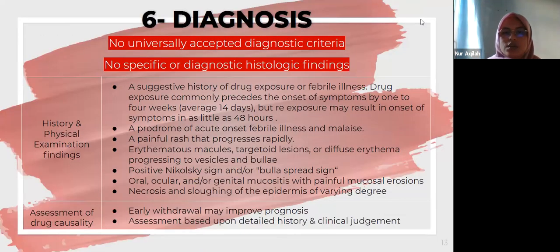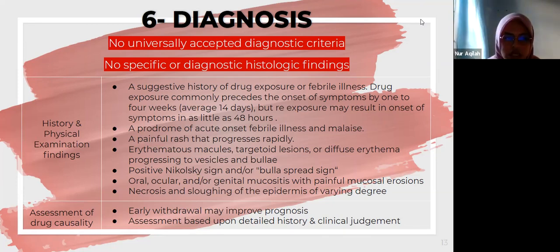Okay, and then the next one, we can see buccal mucosa involvement, target lesion, conjunctival infection, and also esophageal sloughing. Okay, so how do we diagnose SJS or TEN? Basically, there are no universally accepted diagnostic criteria, nor are there any histologic findings that are specific or diagnostic of SJS itself. So the diagnosis is made solely based on the history and also physical examination findings.